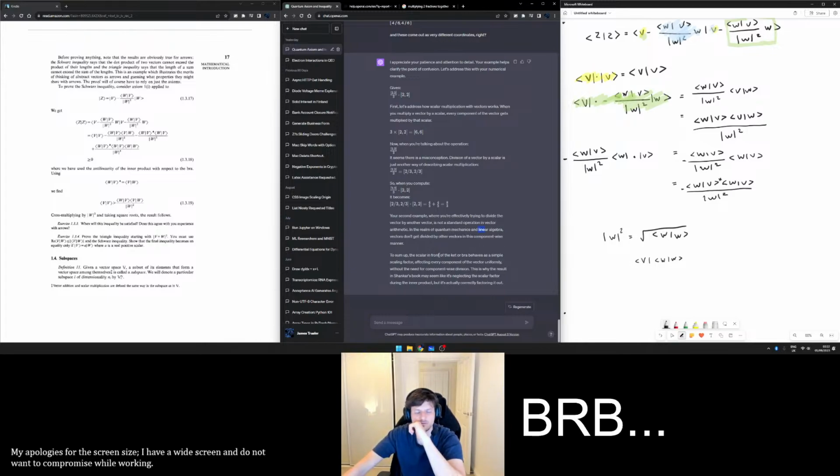To sum up, the scalar in front of the ket or bra behaves as a simple scaling factor affecting every component of the vector uniformly without the need for component-wise division. This is why the result in Shanker's book may seem like it's neglecting the scalar factor during the inner product, but it's actually correctly factoring it out.